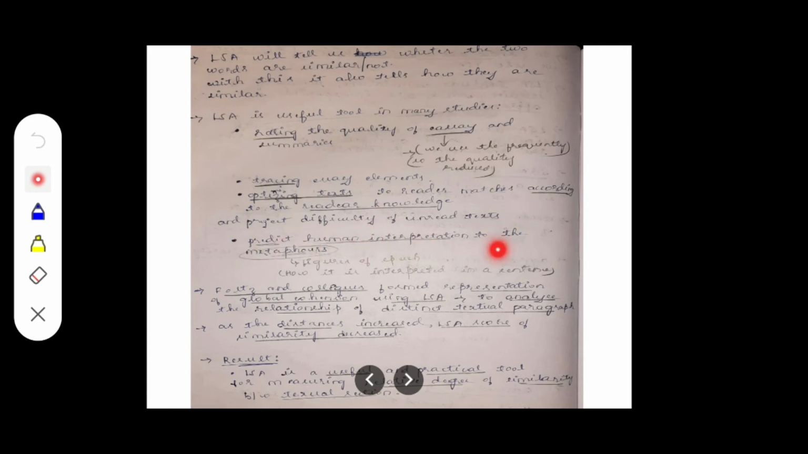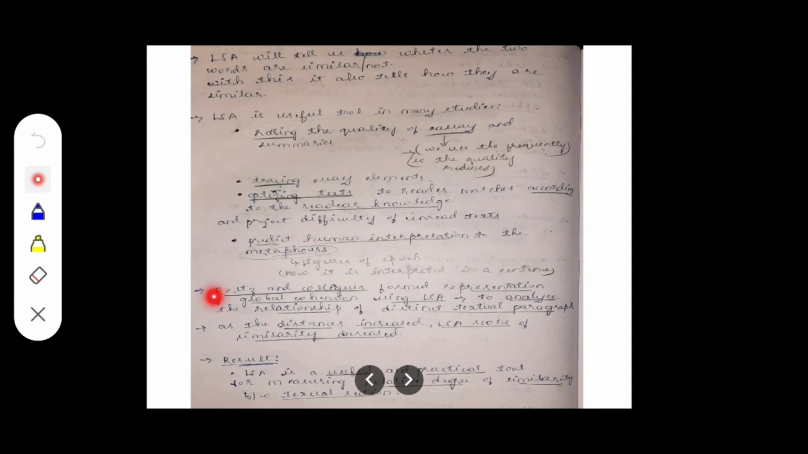Then it is going to predict human interpretation of metaphors. Metaphors are figures of speech. If we write any sentence using figures of speech, it is going to tell how it is interpreted, how the metaphor is related to the actual word, how we are using that metaphor, and what we are going to tell the person. All those things it is going to tell.